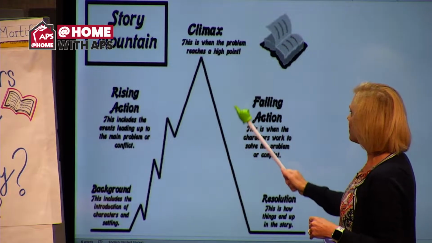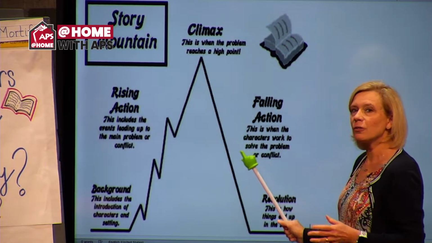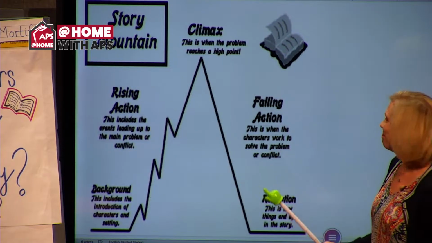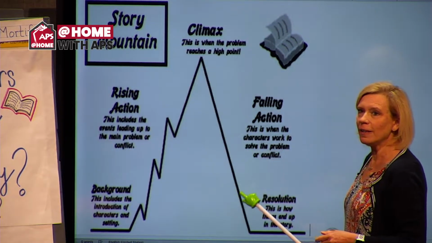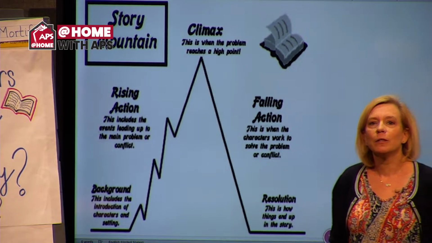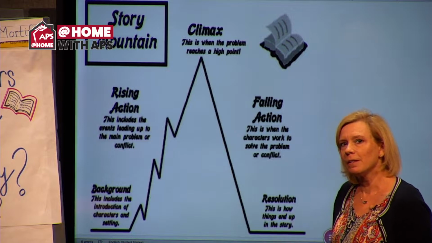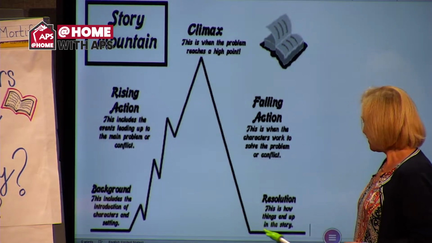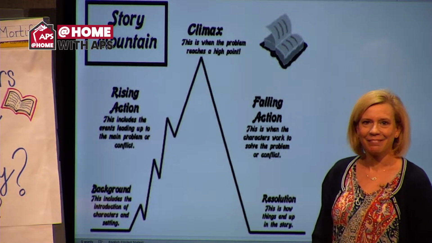Those are the events where the character is solving his problem, or her problem, or its problem. So that's the falling action. And then finally, we have a resolution. That's a big word, isn't it? We have another word for that, ending, right? How does our story end?